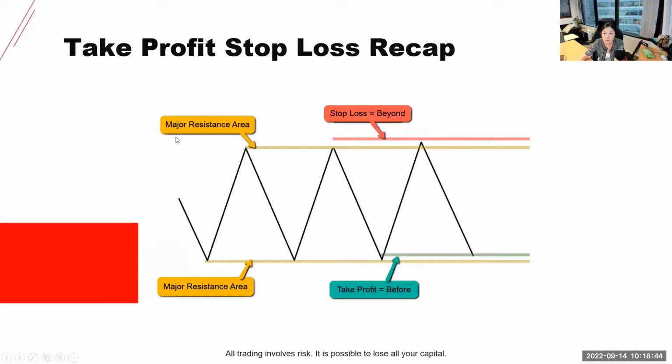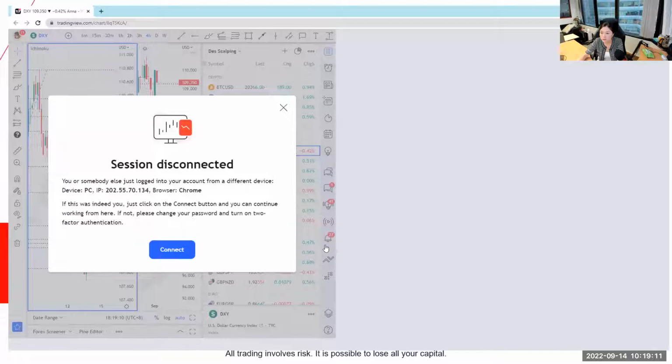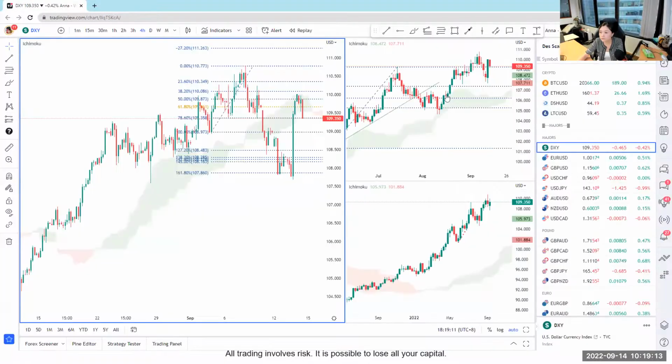Okay, let me move on. Let me do a brief recap on what is take profit and stop loss. Let me look at the comments. Okay, so take profit and stop loss. Do you remember how you should be putting your take profit and stop loss? Maybe I will divert the attention here instead. I will just go to a random chart.